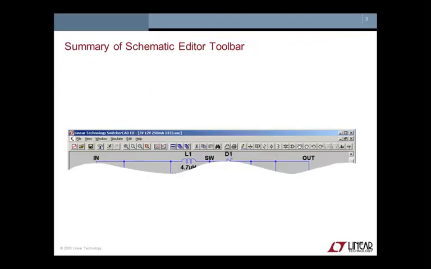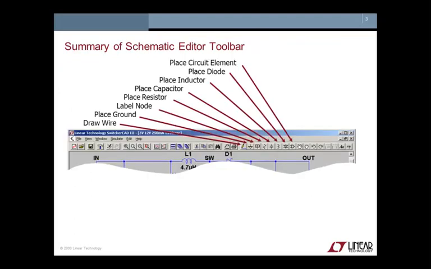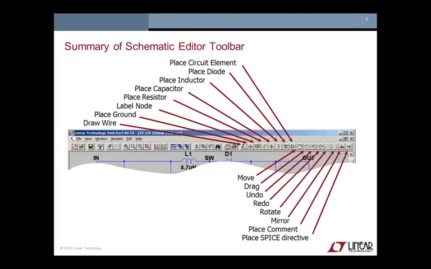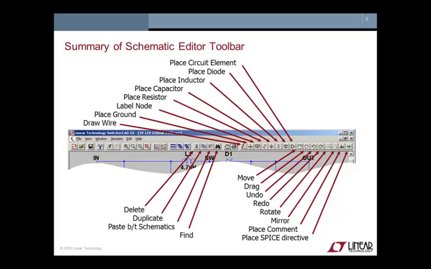And again, a quick overview of the schematic editor toolbar. We have, again, for placing and drawing wires and drawing elements, those commands available there that we've covered. Likewise, we talked about move, drag. There's also the undo, redo, rotate, mirror. There's also ways to add comments and additional spice directives. And last but not least, we have the ability to delete, duplicate. You can also paste stuff from different schematics.